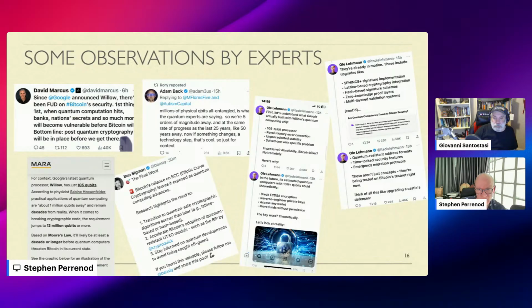Ben Sigmund is a good one to follow. Ben Sig has been tracking this, so you can follow him. Adam Back says millions of physical qubits all entangled. We're 5 orders of magnitude away, and at the same rate of progress as the last quarter century, 50 years away. I think that's a very optimistic view. I think they're probably going to be a clear and present danger sometime in the next decade, but maybe more likely the end of the next decade. And Ole Lehmann is another good one to follow.